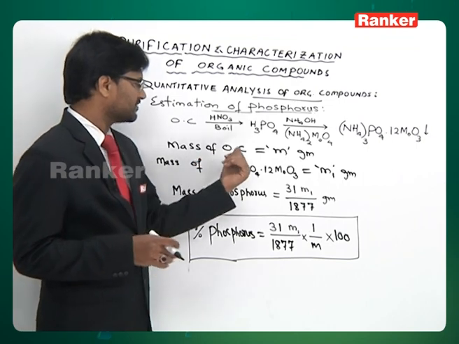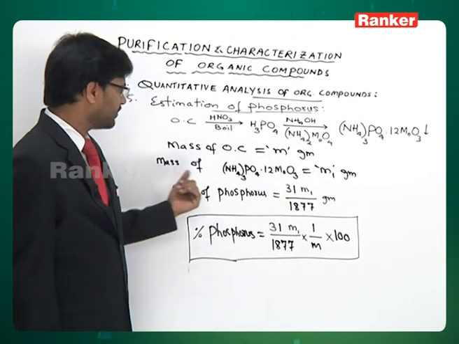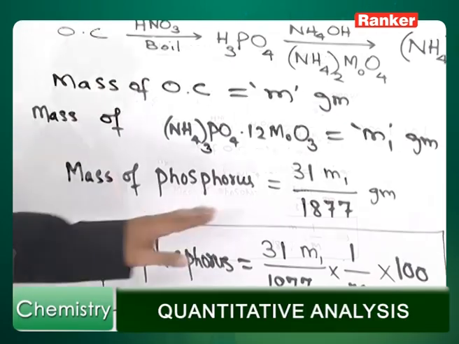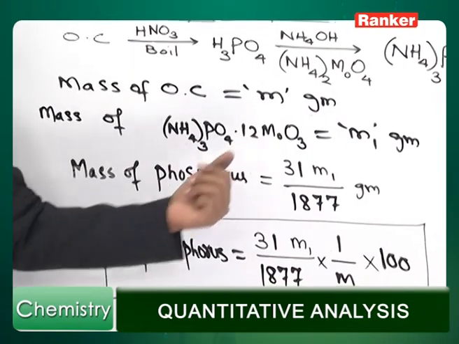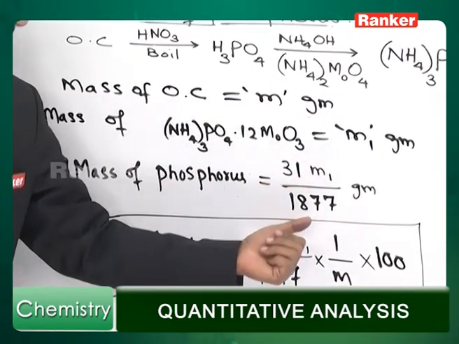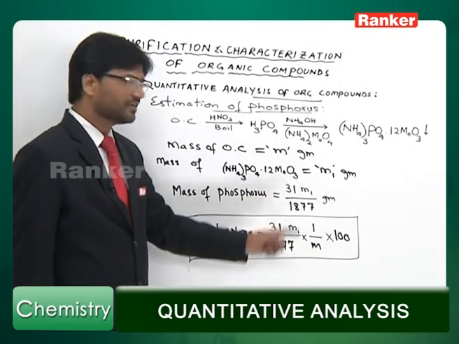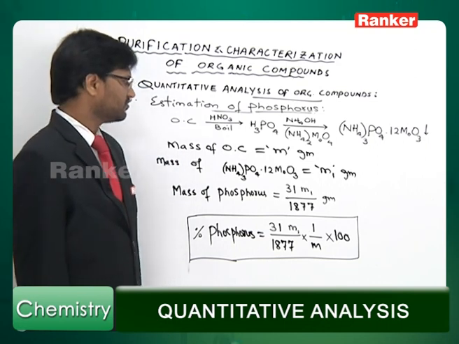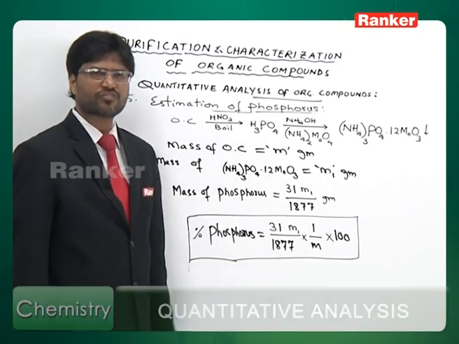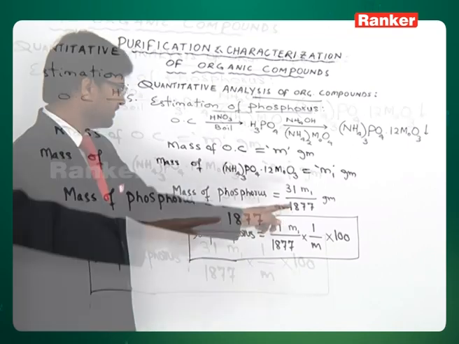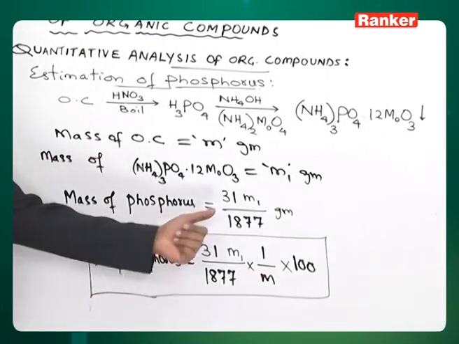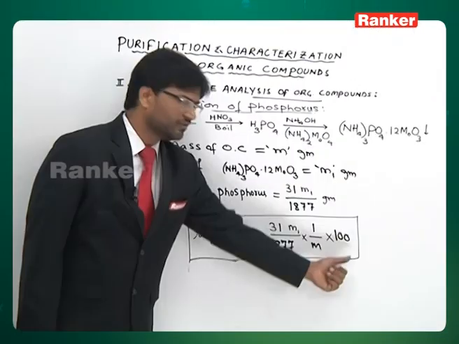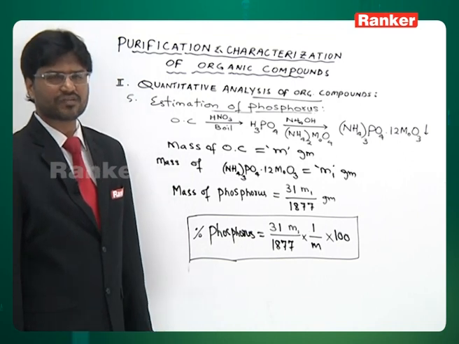Let us assume that the mass of organic compound is m grams, and the mass of ammonium phosphomolybdate is m1 grams. Now, the mass of phosphorus which is present in m1 grams of this is given by 31 m1 by 1877 grams. 31 corresponds to atomic mass of phosphorus, whereas 1877 corresponds to gram molar mass of ammonium phosphomolybdate. Now, from this you can find out percentage of phosphorus. This is mass of phosphorus divided by mass of organic compound into 100, that gives percentage of phosphorus.